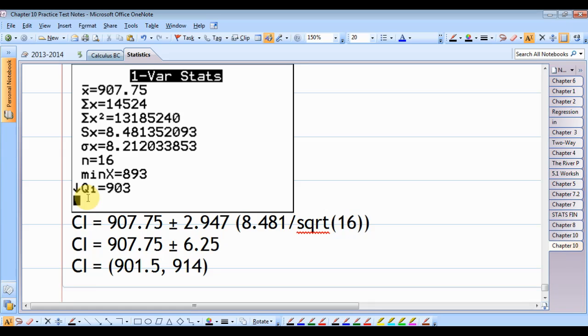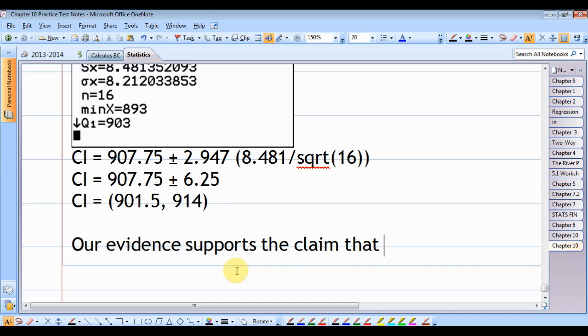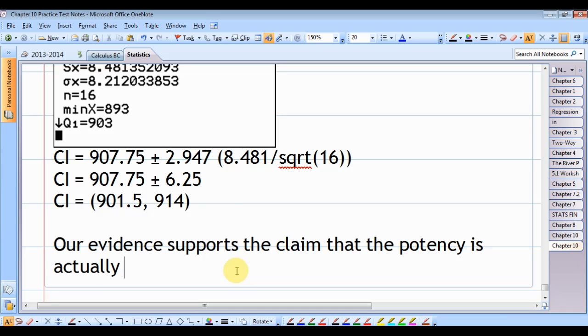Now when we get to part B, does the result support the claim that the potency is 910? Is it possible? Yes, it is possible. Our evidence supports the claim that the potency is actually 910.